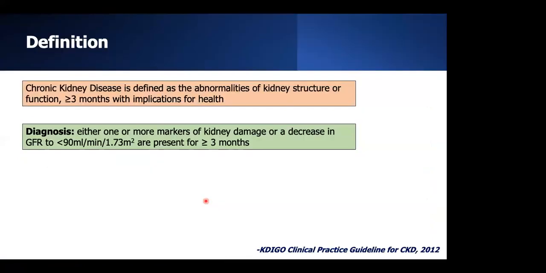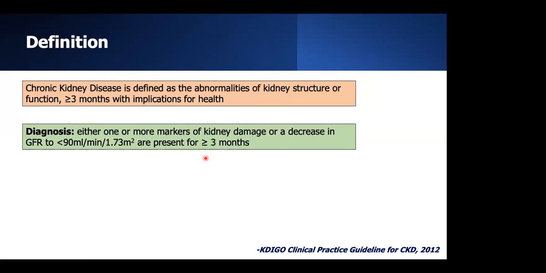The definition of CKD is abnormalities of kidney structure or function, persistent for more than or equal to 3 months, which has implications for the health of a child. For the diagnosis in a clinical scenario, either one or more markers of kidney damage, which may include serum creatinine, histology findings, or persistent proteinuria, and along with that, a decrease in GFR to less than 90 ml per minute per 1.73 meter square, persistent for more than 3 months.